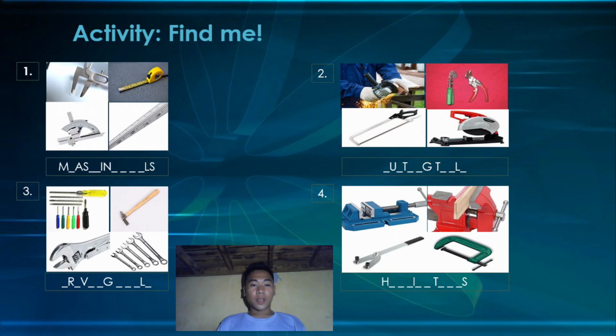So this is our activity, Find Me. We have a puzzle. We have four pictures, and you need to answer it in your activity notebook or your small notebook. So let's proceed.